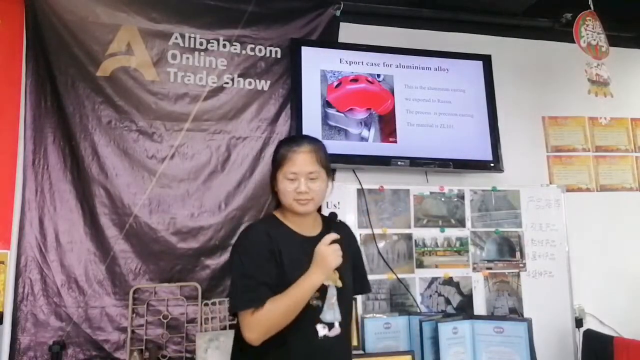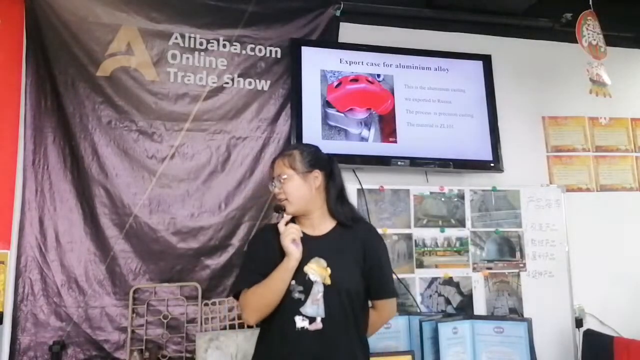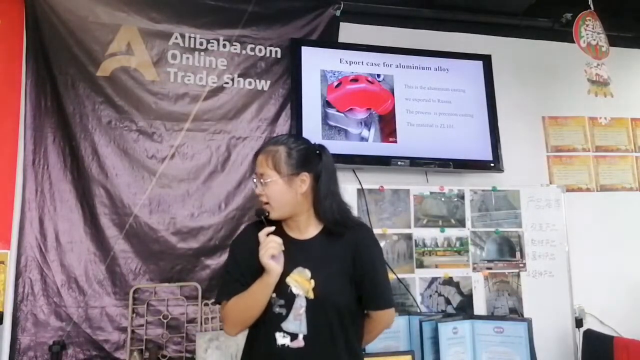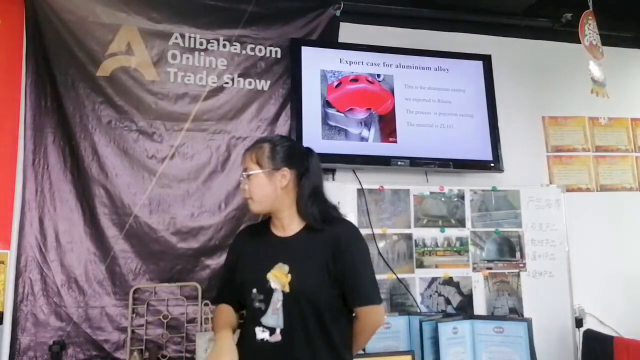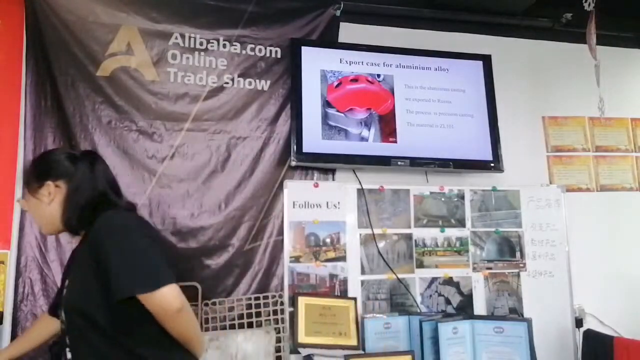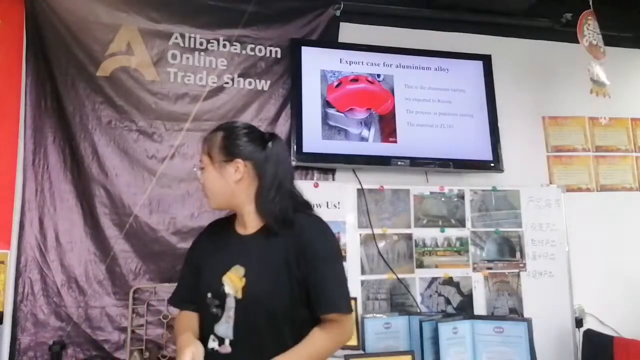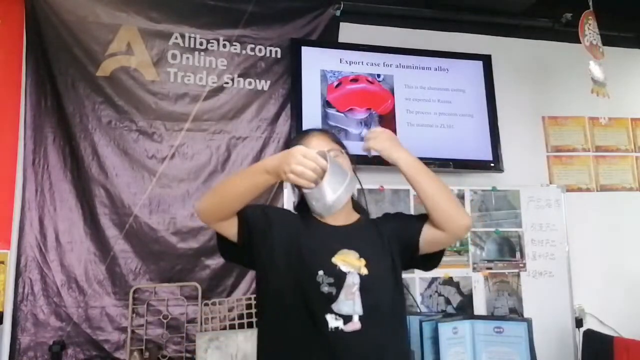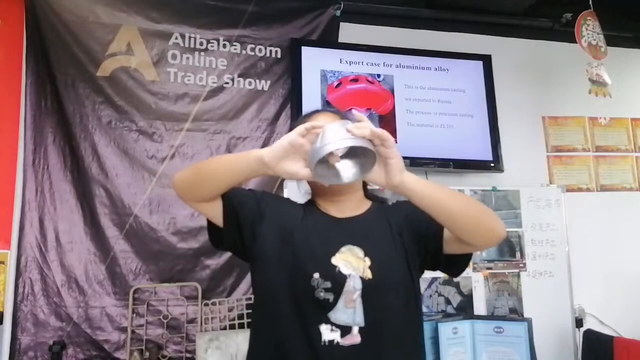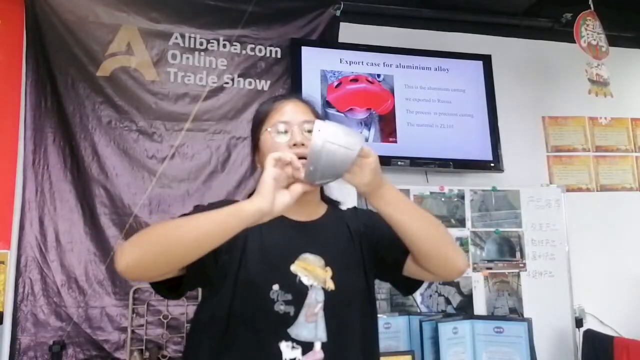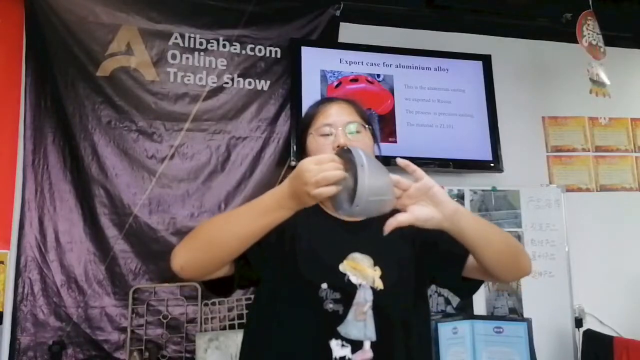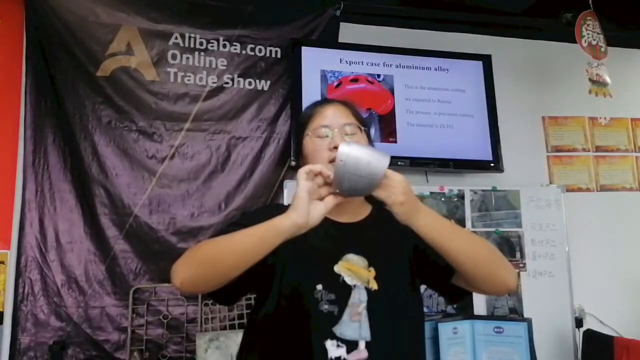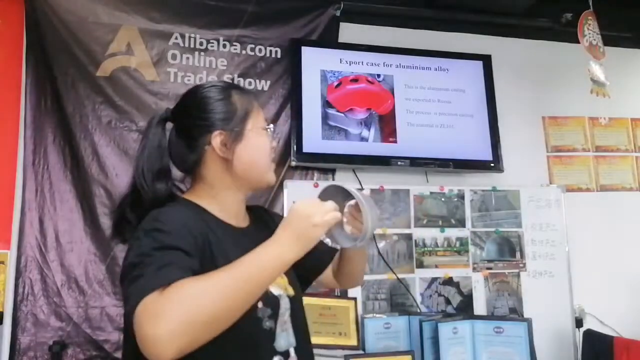Next, I will show some samples for you. You can see this one is our samples for aluminum alloy. The material is 6061 and the process is die casting process.